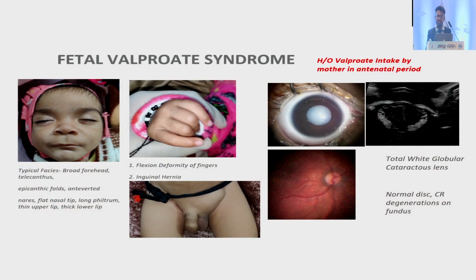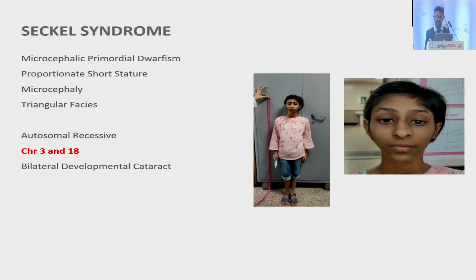Fetal valproate syndrome usually presents with a history of valproate intake by the mother during the antenatal period. It has a typical facies of broad forehead with a telecanthus and epicanthal folds and is associated with a total white globular sort of cataract. On fundus evaluation, we can have a normal disc but a diffuse chorioretinal degeneration. Then this was a case of Seckel syndrome, which presented with a microcephalic primordial dwarfism and triangular facies. This is an autosomal recessive condition which presents with bilateral developmental cataracts.